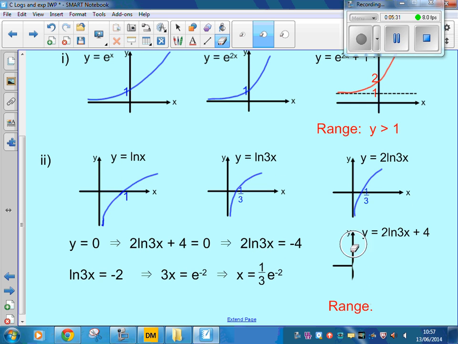So the important thing to show is that that is where it cuts the x-axis, at 1/3 e to the minus 2. The range, well, the domain is restricted because x is always greater than 0, but the range, y can take any value, so the range is y is real numbers, y is in R.